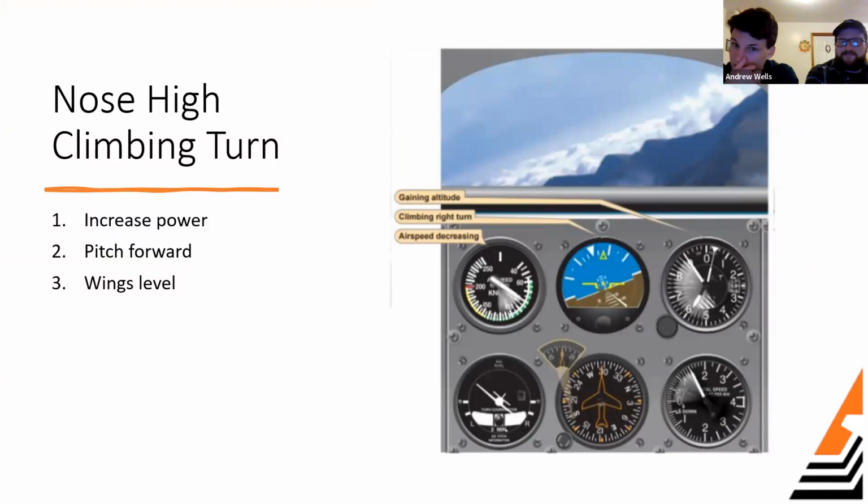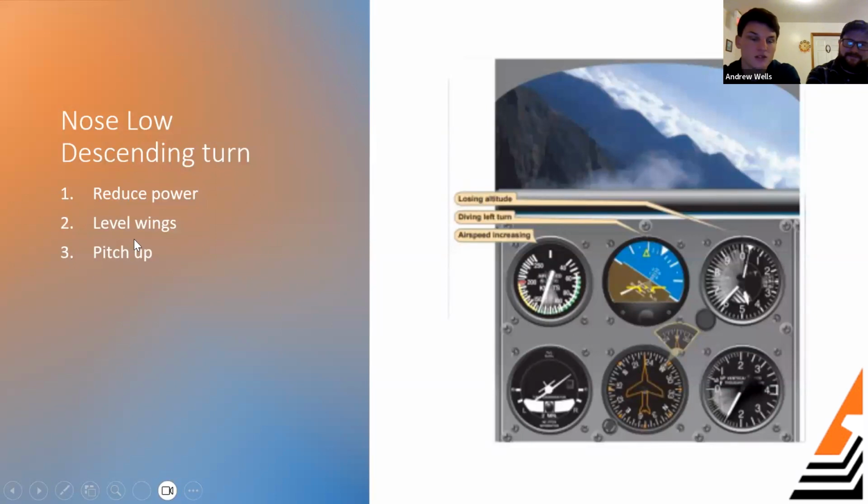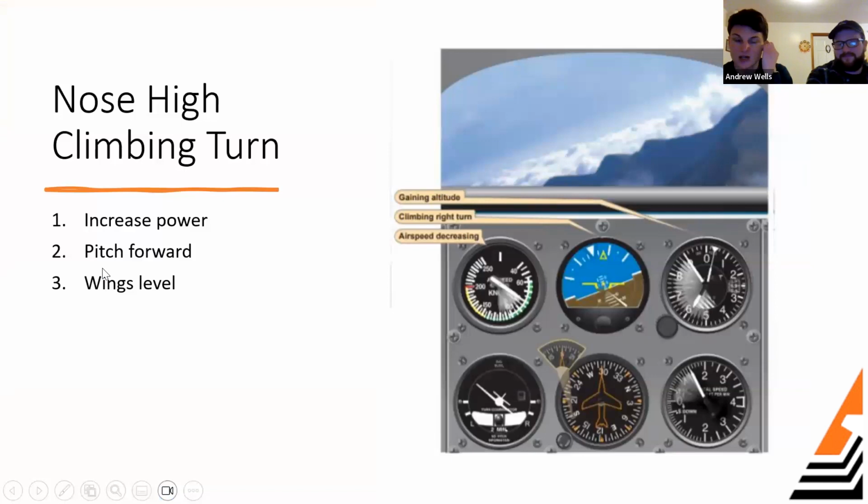Nose high climbing turn, you can see that it's much the opposite. So it's increased power, but you can see how in this one we actually pitch forward first before we level the wings, whereas in the nose low descending turn, we level our wings and then pitch up. So they vary a little bit, the two-step switch, depending on what you're in. The reason is you don't want to enter a stall. If you don't pitch that nose forward, you'll probably get into a stall, especially if you're in a really nose high attitude.